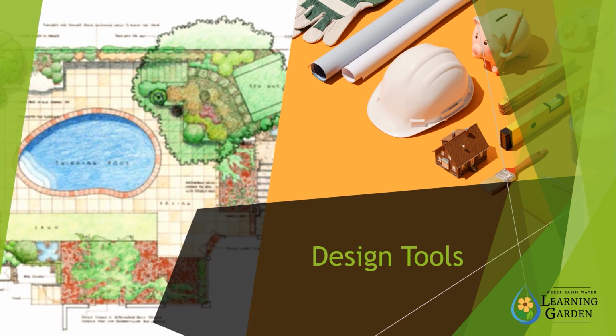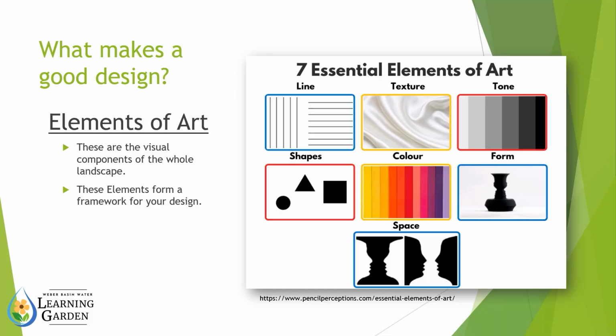Some of the tools that you can use for a good, successful design are what we call the elements of art. These are the tools that are going to help your design be successful. So the elements of art are the visual components of the landscape, and these are the elements that make your design successful. So there are 7 of these elements.